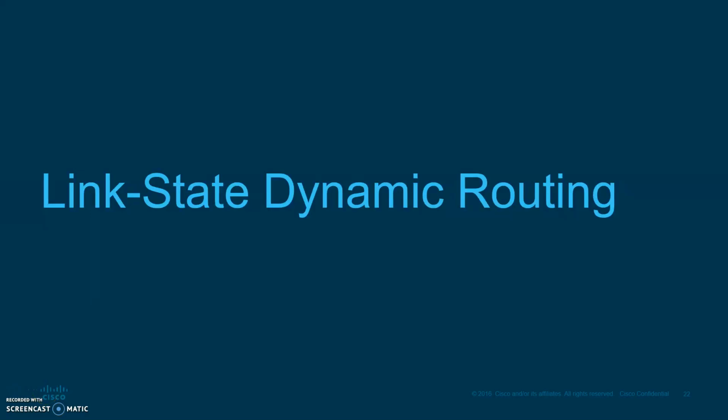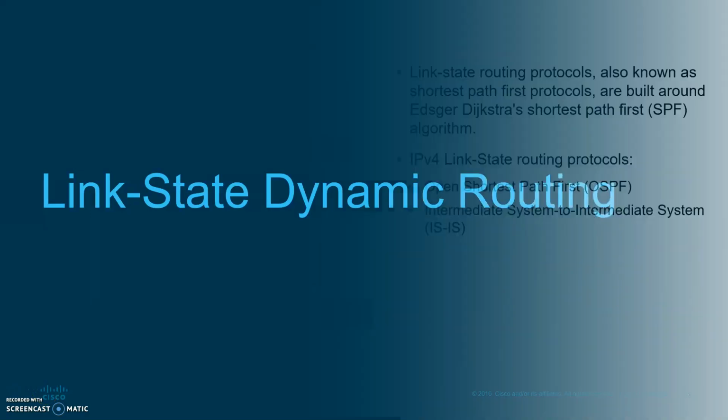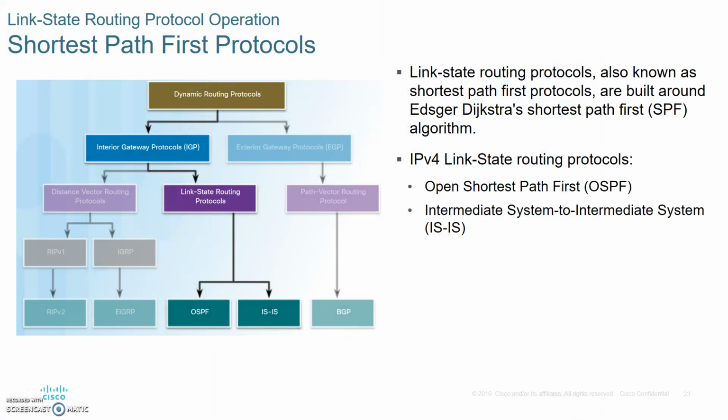Okay, next, we shall look at link state dynamic routing protocol. Link state routing protocol, sometimes we call it the shortest path first protocol. It was built around the shortest path algorithm that was created by this person. Sorry, I don't really know how to pronounce his name. The different types of link state routing protocol include OSPF, Open Shortest Path First, and IS-IS, Intermediate System to Intermediate System. We will not cover IS-IS, so in our module we will only cover OSPF.